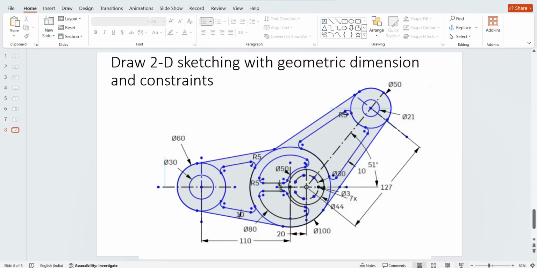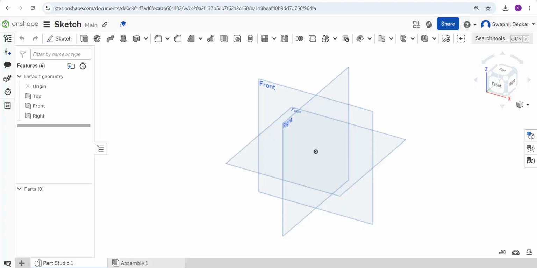Today we are going to solve another sketch, that is 2D sketching with geometric dimension and constraint. You can see this is the sketch. So we are going to draw this diagram on Onshape software. You can see here there is a circle of 30 diameter and there are 3 diameter circles, 7 of these on this base circle, and a 44 diameter circle is there and a 50 diameter circle is outside. So let's draw it here.